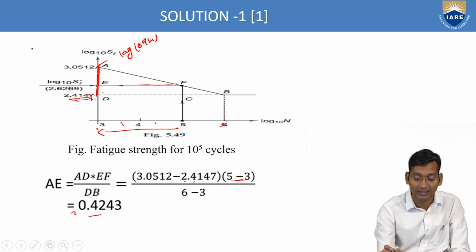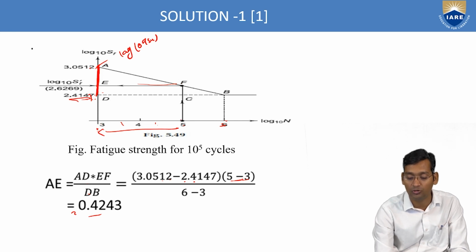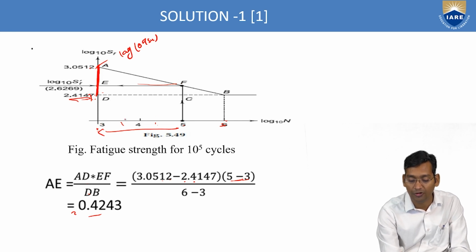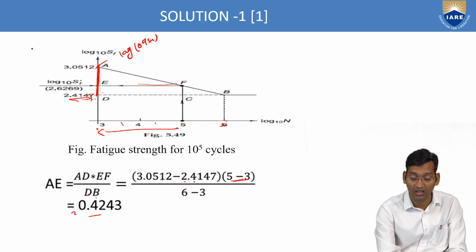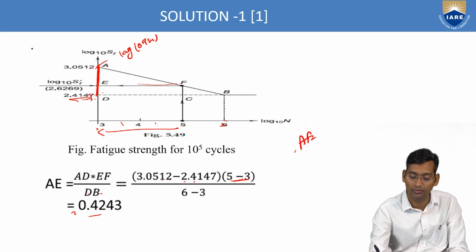Now what we require? EF. So let's see EF. This starts from 3 and goes up to 5. So this value will be 5 minus 3, right? So this is EF divided by dV. This is just for similar triangle AE. Okay, AE by EF equals AD by dV.